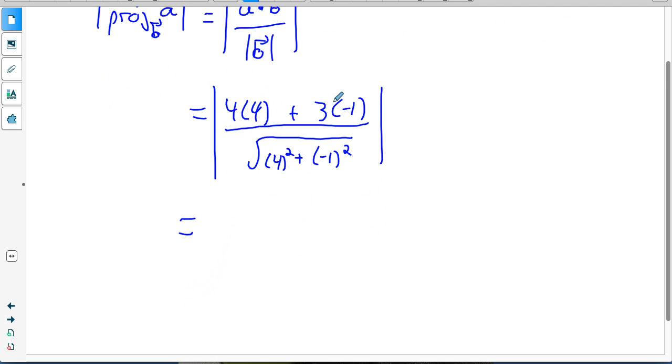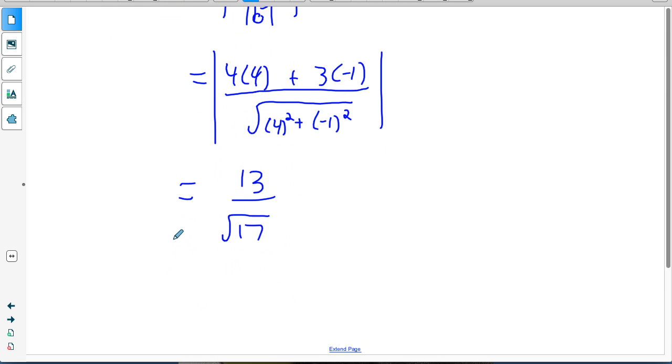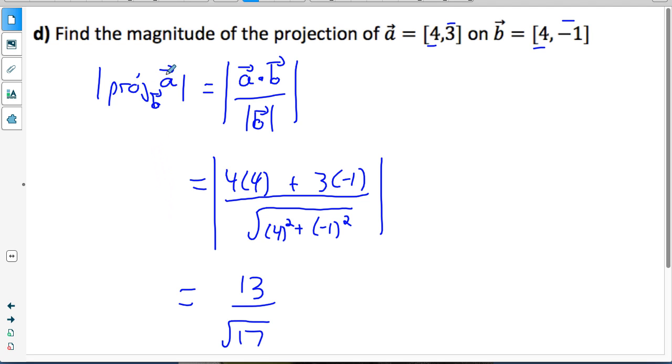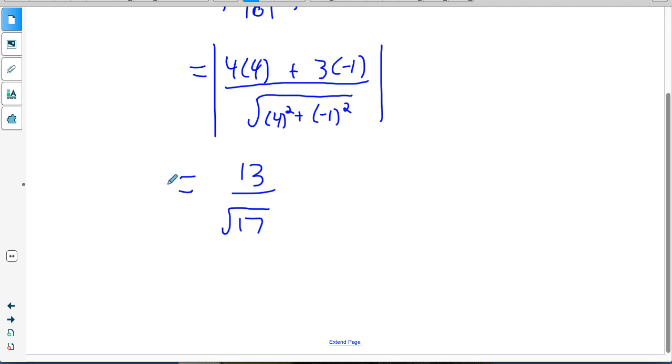In the numerator, I have 16 minus 3, that's 13. And in the denominator, I have the square root of 16 plus 1, that's 17. So this is already positive, so I don't have to worry about the absolute value symbols. So this is the magnitude of the projection of vector A onto B. That's the length of it.